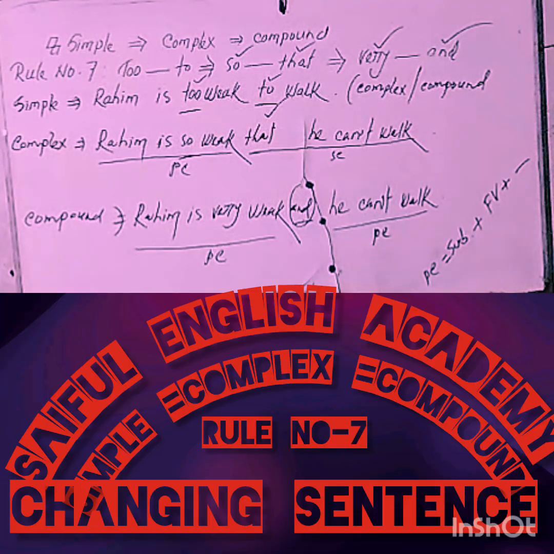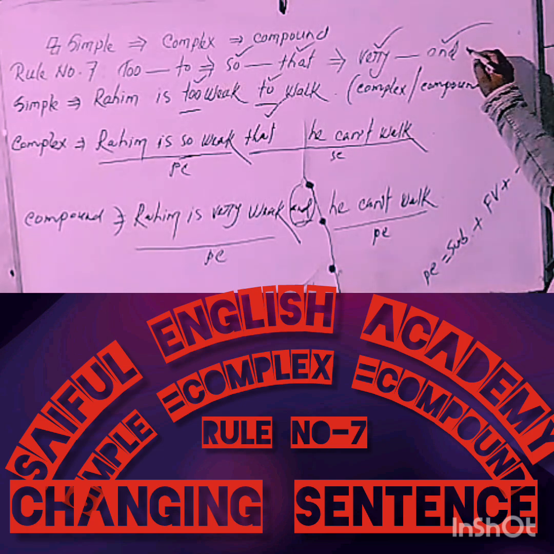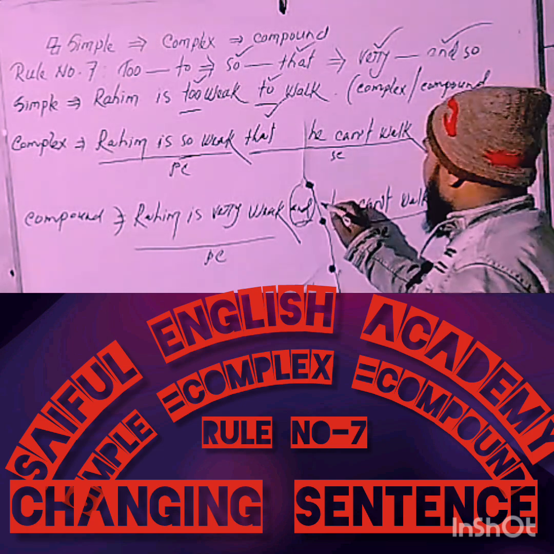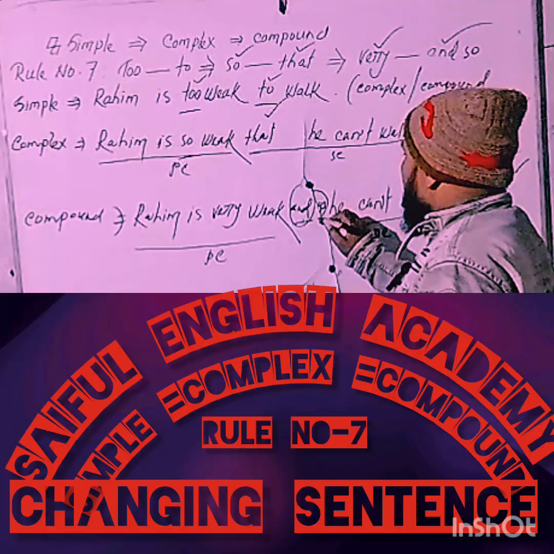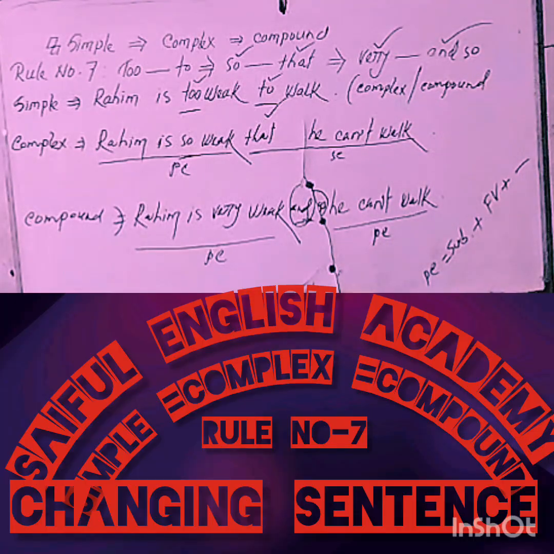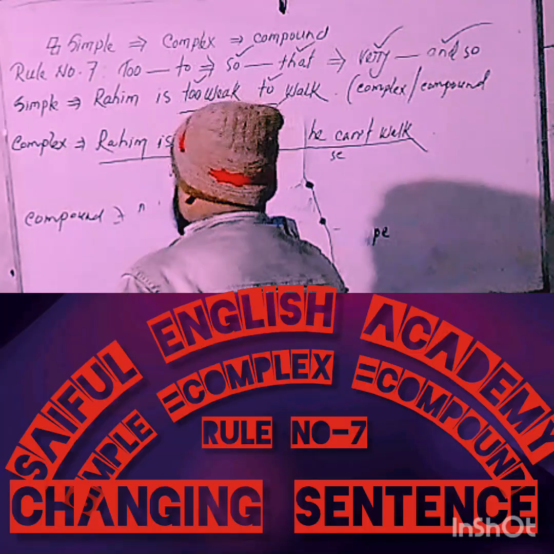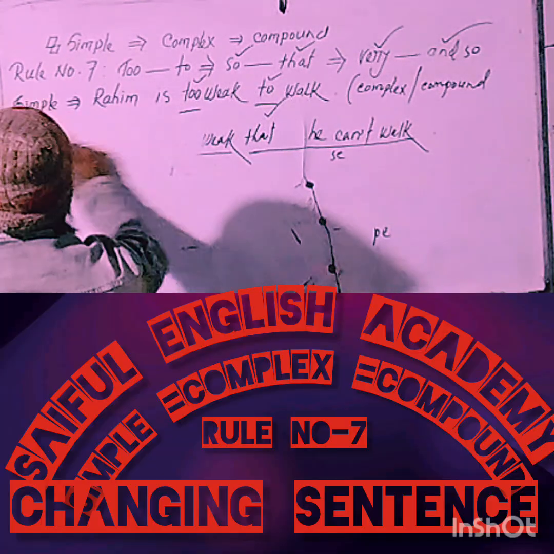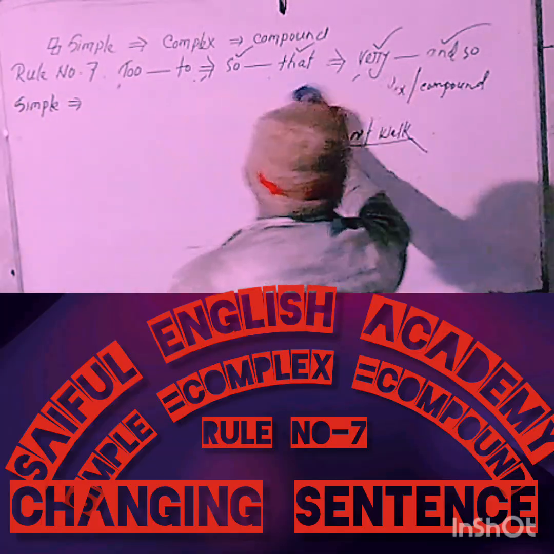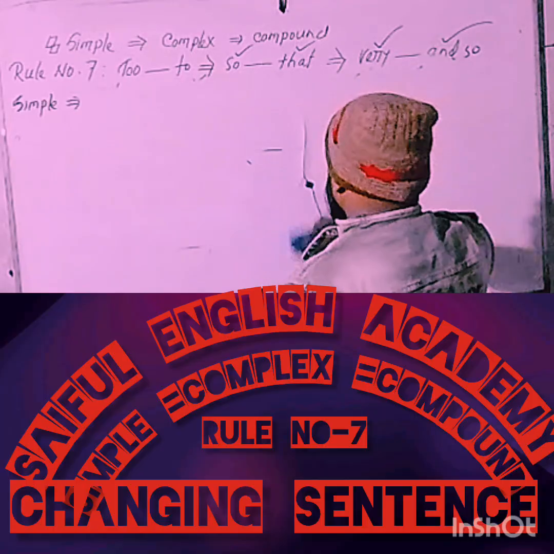Rohim is very weak and he can't work. Can't work. And of course, it's a remarkable thing that, my dear learners, you had better write "and so" and so on. I hope you have understood clearly. My dear learners, try to write another example. Take a look at the board and try to understand.